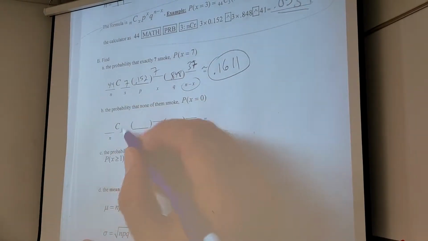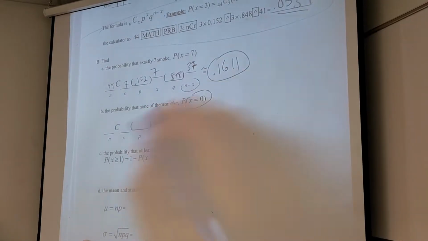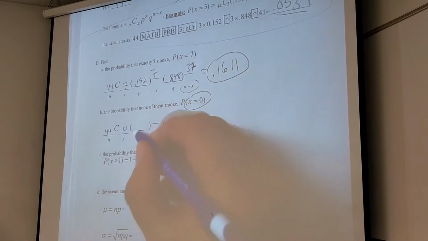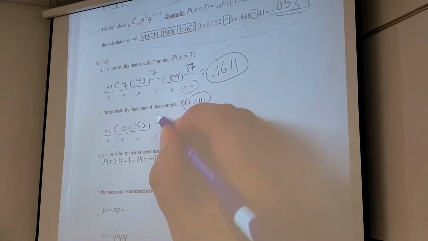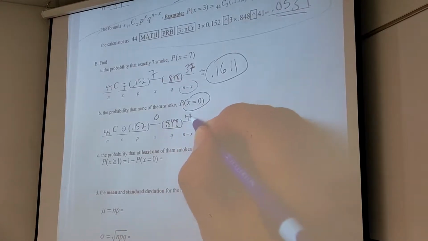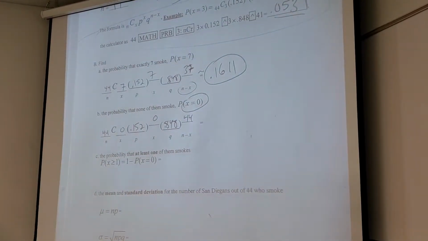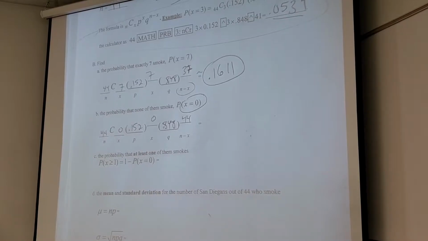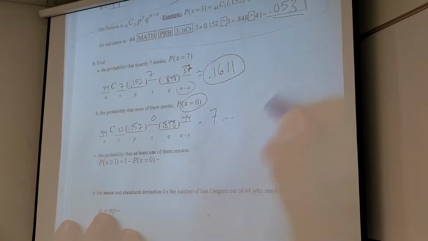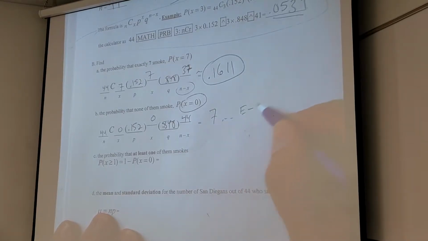So this one, I want nobody. So 44, choose none of them. So how many of these do I want? None. And how many of these do I have to have? 44. All of them. 44. And then this is where you get the 7 point blah, blah, blah, E negative 4, right?